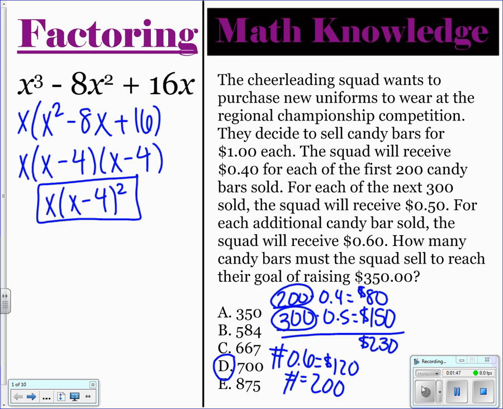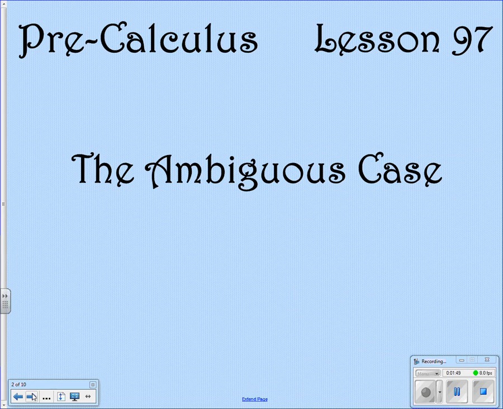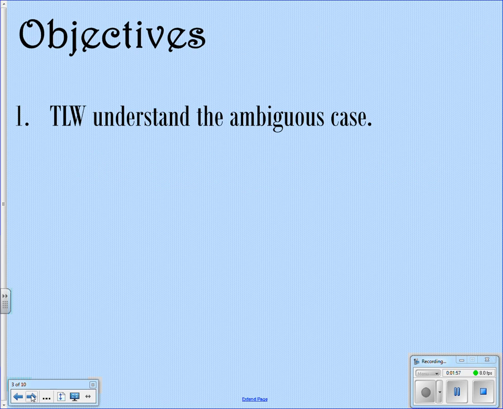Okay, so we are looking at lesson 97 today. We're dealing with the ambiguous case. This is going to be looking at the law of sines and how we have some ambiguity. So hopefully after this lesson you'll understand where the ambiguity comes from.